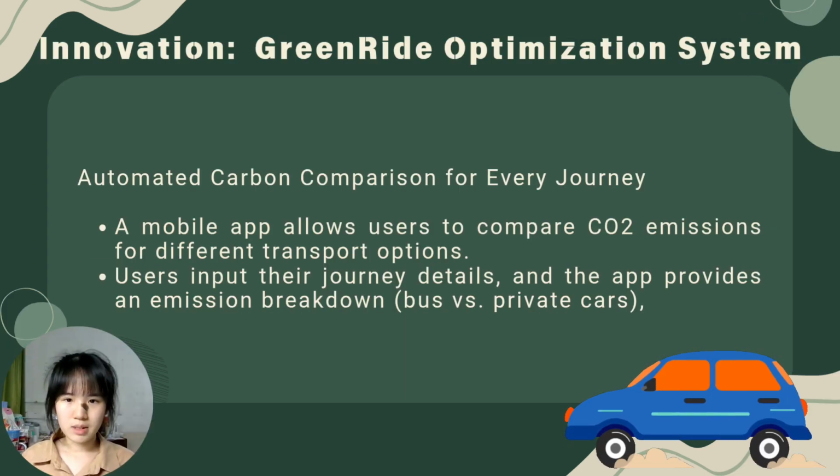Our innovation is the Green Ride Optimization System. We made an automated carbon comparison for every journey. For example, we can create a mobile app that allows users to compare carbon dioxide emissions for different transport options. The users can input their journey details, then the app will provide an emission breakdown. For example, the app can compare the carbon dioxide emission between bus and private cars.